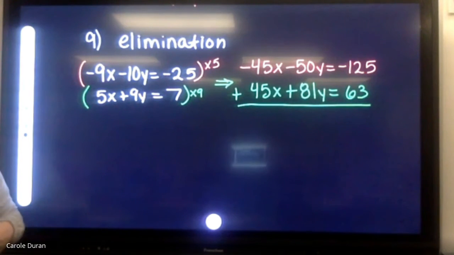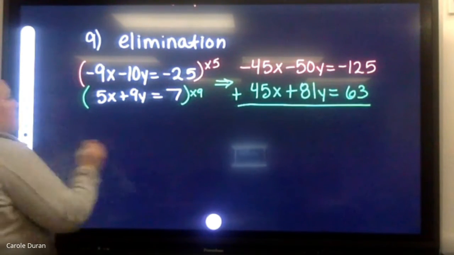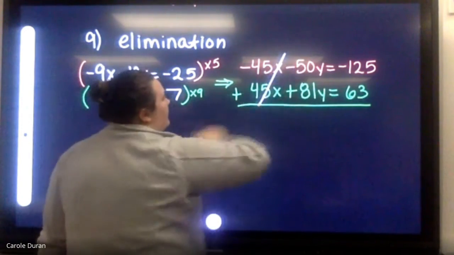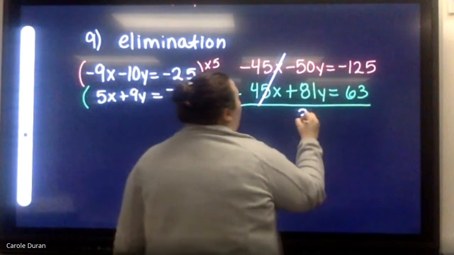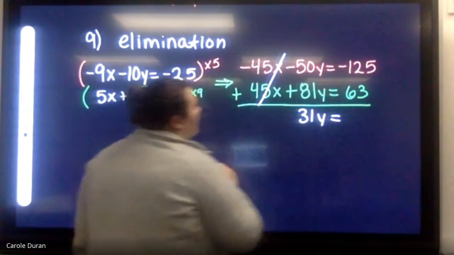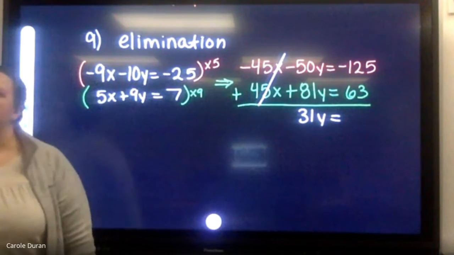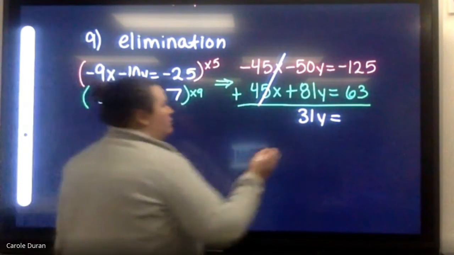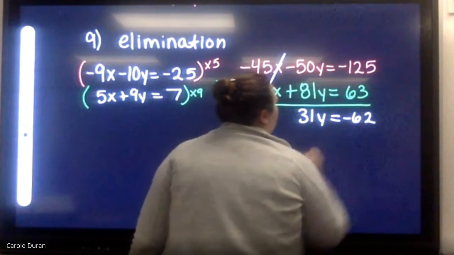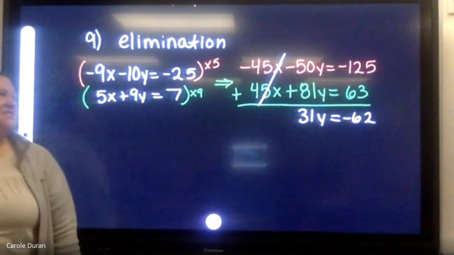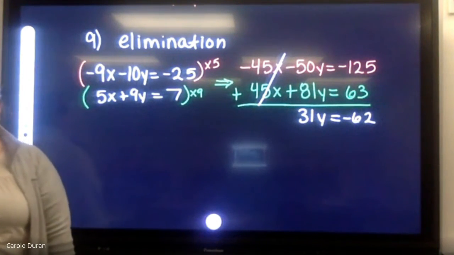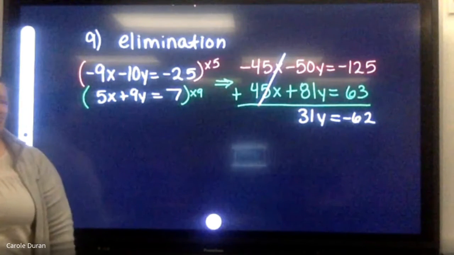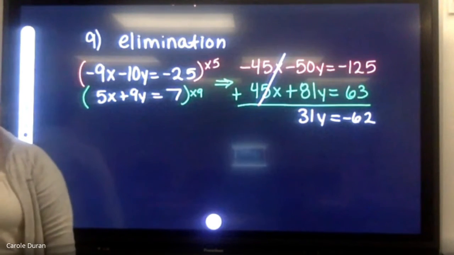And I wanted that to happen, right, Hannah? So when I add straight down, a negative 45 and a positive 45 cancel each other out. Then I do negative 50 plus 81 leaves me a positive 31y. Negative 125 plus 63 gives me a negative 62. Then I divide each side by positive 31, and I get y equals what?